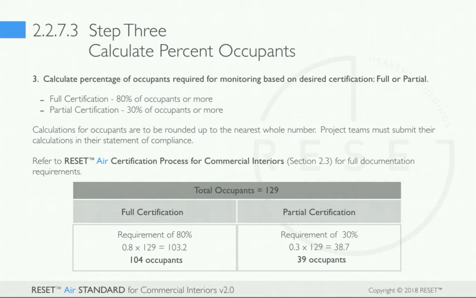So it's a simple math equation. In my former slide, I had a total occupancy of 129. Full certification would mean that I need to monitor the air being breathed by 104 occupants. Partial would be 39 occupants.